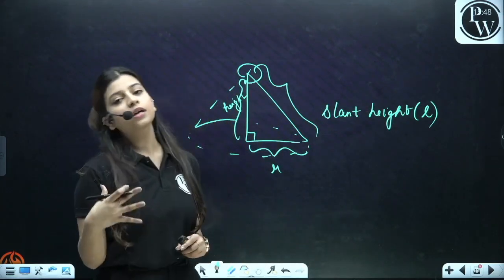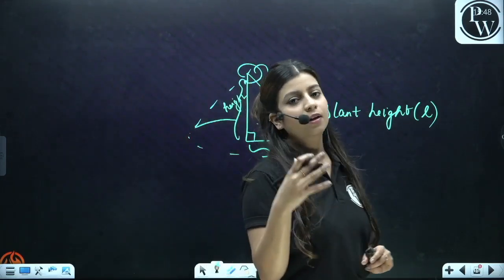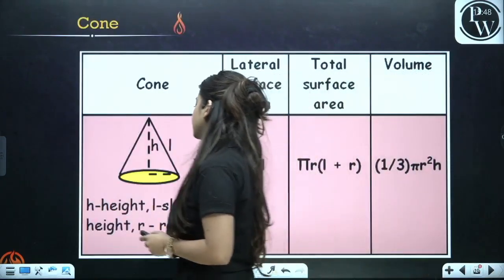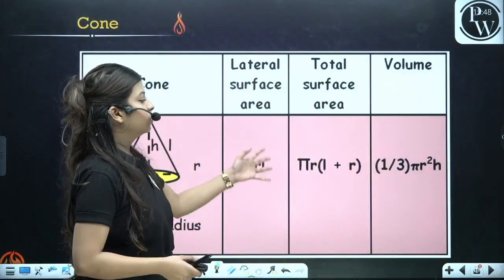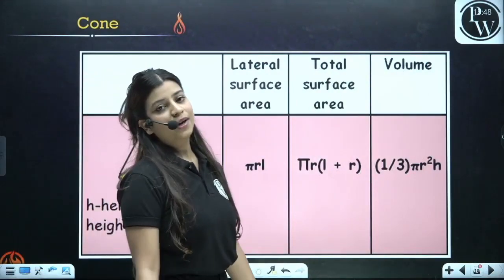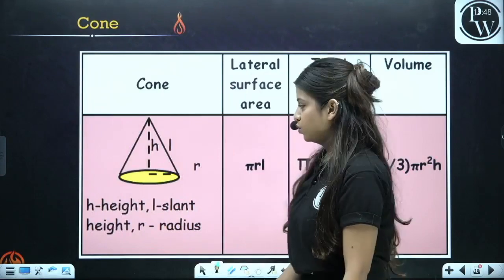Alright, this will turn into a slant height, which is denoted by the letter L. So this is how it is supposed to be done. The lateral surface area of your cone is pi r l. The total surface area is pi r l plus pi r square, whereas the volume is 1 by 3 pi r square h.